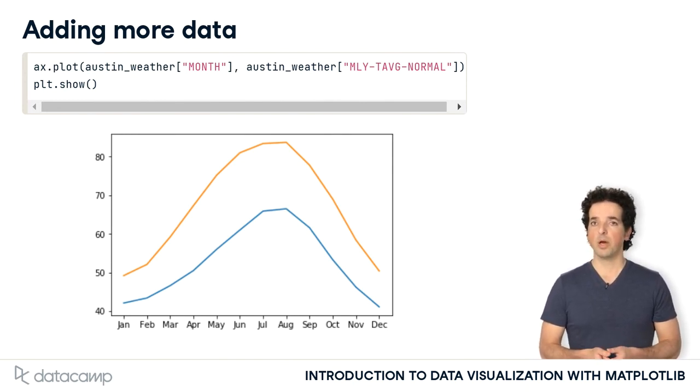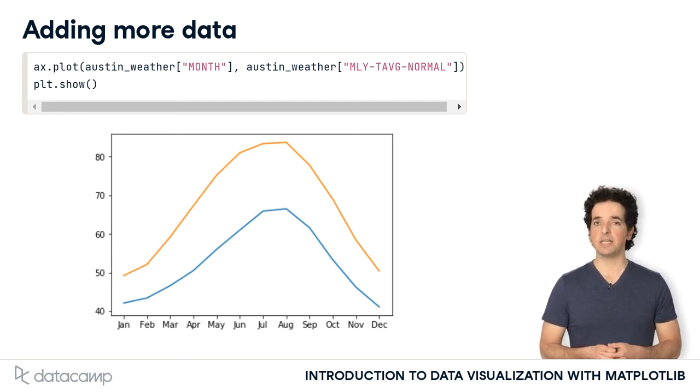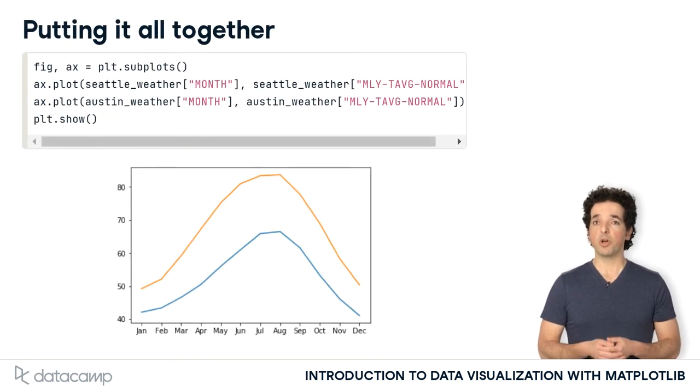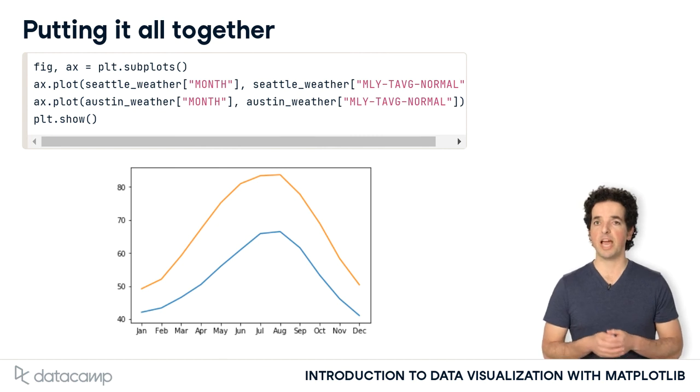For example, we also have a table that stores data about the average temperatures in the city of Austin, Texas. We add these data to the axes by calling the plot method again. Here is what all of the code to create this figure would then look like. First, we create the figure and the axes objects. We call the axes method plot to add first the Seattle temperatures, and then the Austin temperatures to the axes. Finally, we ask Matplotlib to show us the figure.